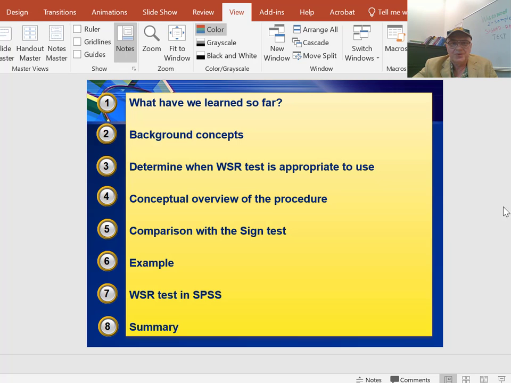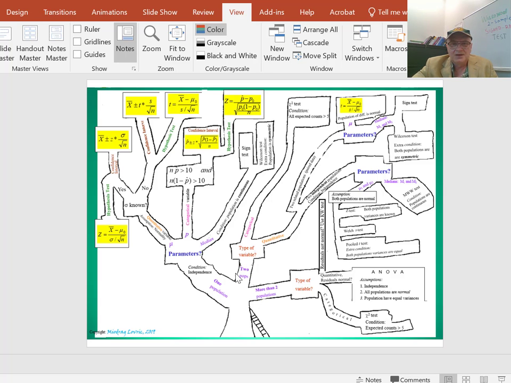All right, so firstly, I will give a quick overview of what we have learned so far, then the background concept of the test, when this Wilcoxon test is appropriate to use, then an overview of the procedure. We will make a brief comparison with the sign test. I'll go through one example, then we'll use some technology, how to use the Wilcoxon test in SPSS, and a summary.